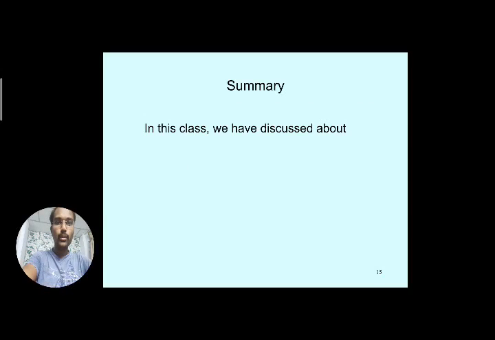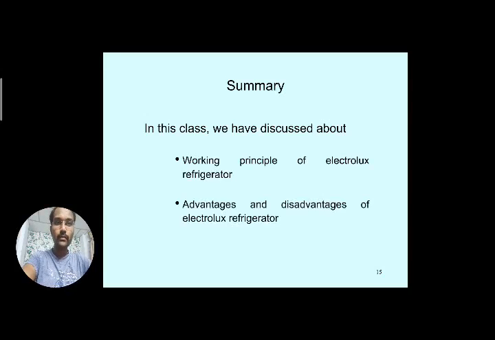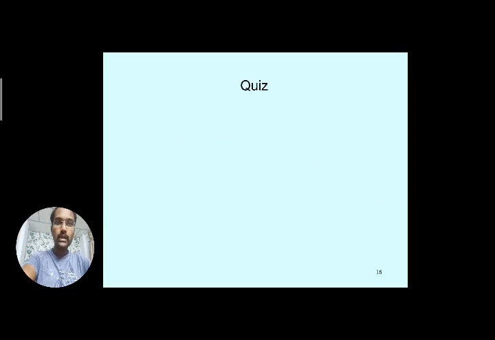Okay, so in today's class we have seen the working principle of the Electrolux refrigerator, and next we have seen the advantages and disadvantages of the Electrolux refrigerator. I hope you have understood the topic regarding how the working takes place and how the refrigeration effect is obtained. So here are a few quiz questions for you. If you answer these, I think you will have understood the topic very well.